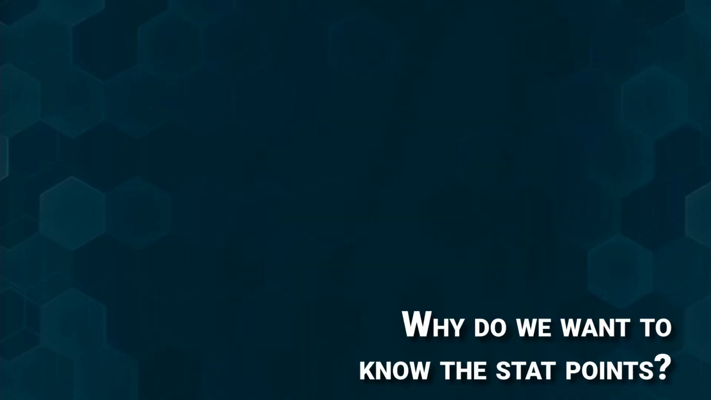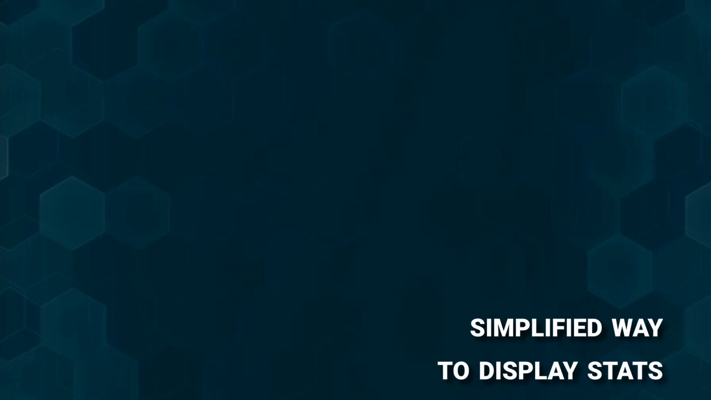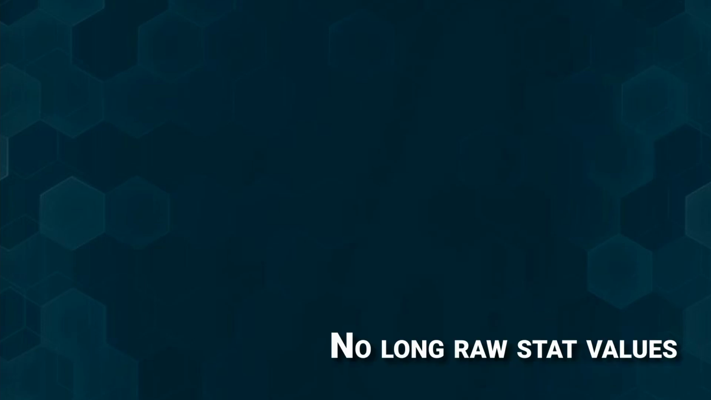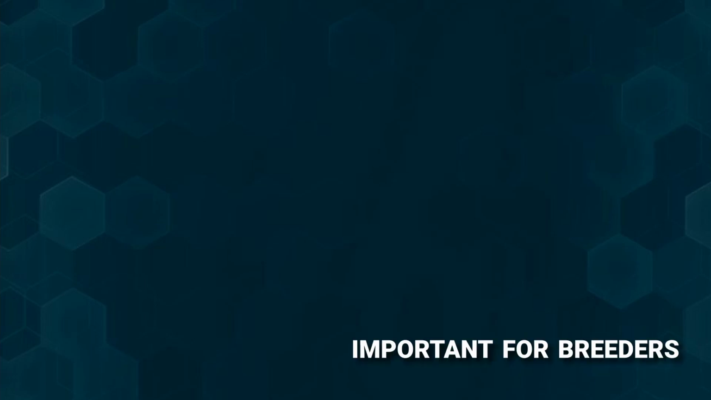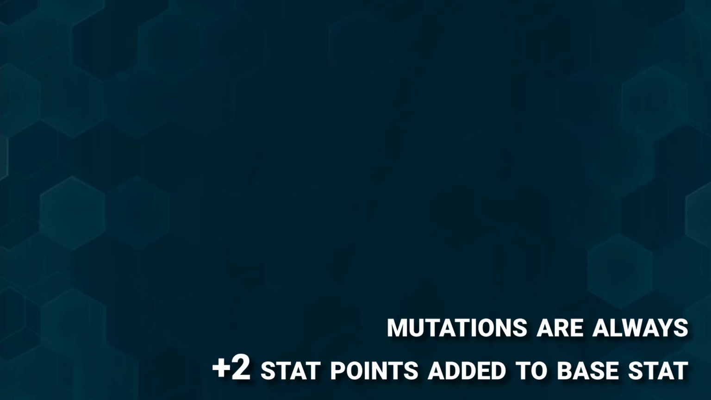But first of all, why do we want to see the stat points anyway? The stat points are a simplified way to display the stats of an animal. You do not have to keep the long raw stats in mind, which are on top different for every animal. You only have to remember the numbers between 0 and 255. Stat points are also super important for breeders because mutations are always 2 stat points more on a stat of a parent. That way you can easily figure out mutations when they happen.